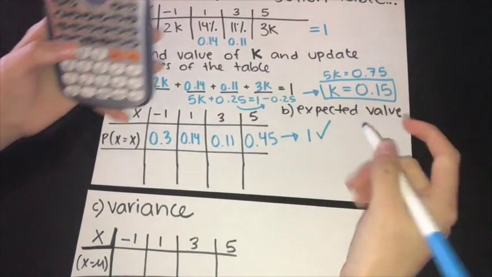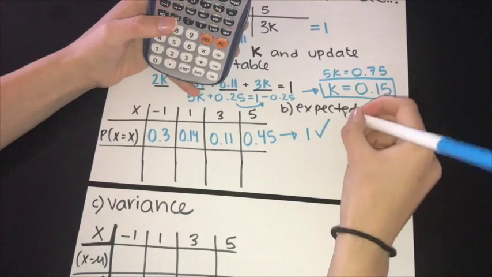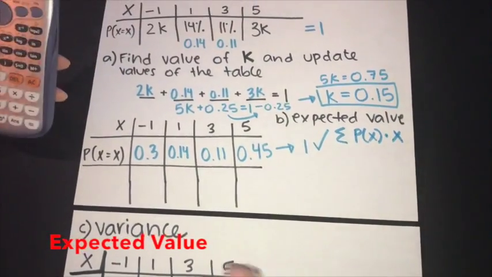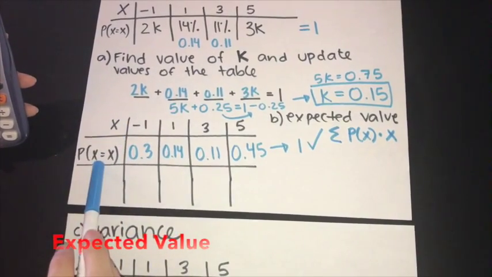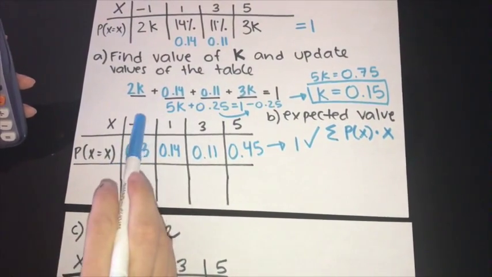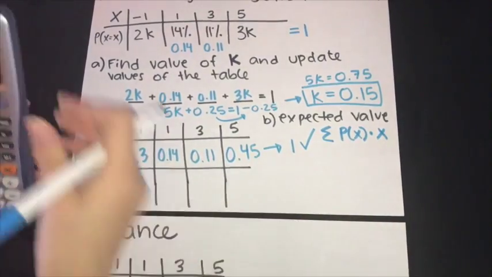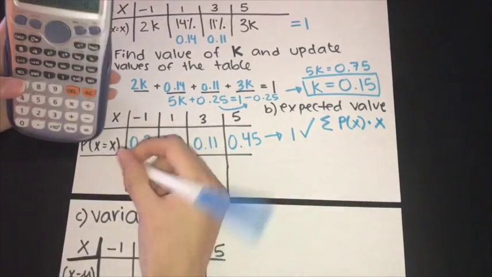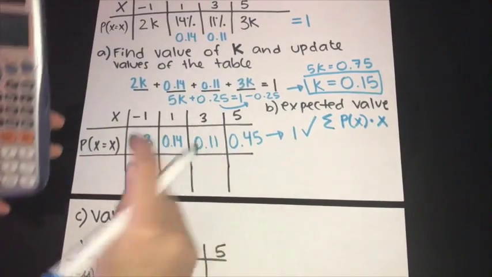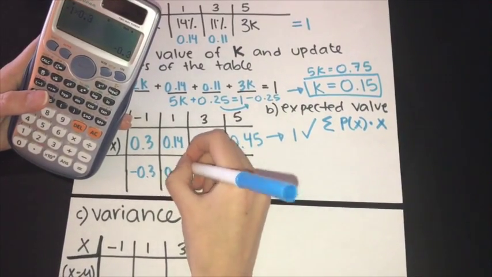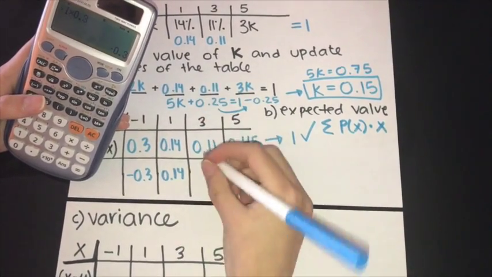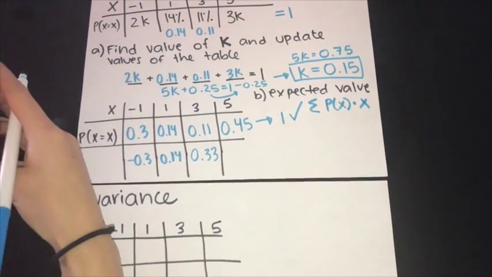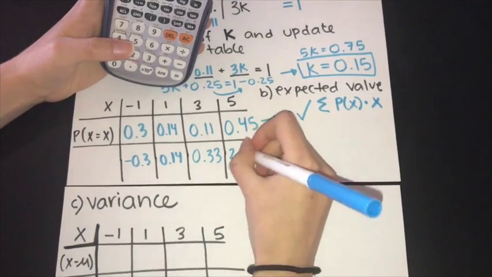Then, the second step is to find the expected value. We know that the formula to find the expected value is the sum of the probability of x times x. So we already have our x values, and we have the probabilities of the x values. We need to multiply these by these and then add them. So we'll say negative 1 times 0.3 gives us negative 0.3. 0.14 times 1, 0.14. 0.11 times 3, it's 0.33. And 0.45 times 5 equals 2.25.